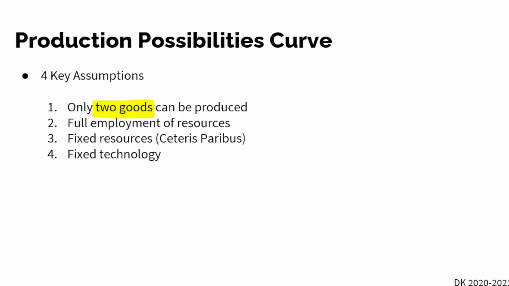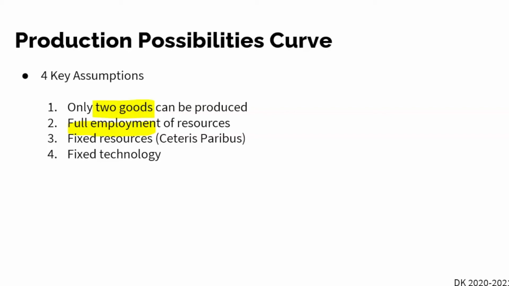Number 2, there is full employment of resources. In other words, as we're looking at this hypothetical country, we're going to assume that all the resources within the nation, so all the workers, all the land, all the labor, all the capital, are being used towards the production of these 2 goods. Number 3, fixed resources, ceteris paribus, the Latin phrase. Basically, there isn't going to be a sudden increase or sudden decrease in the amount of resources available.